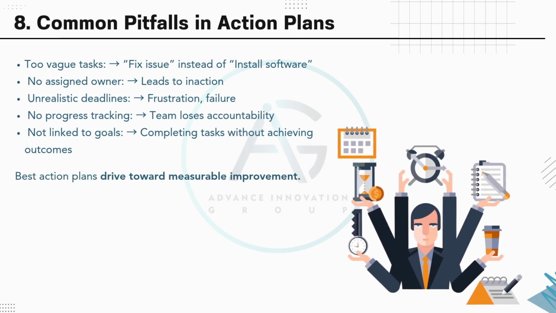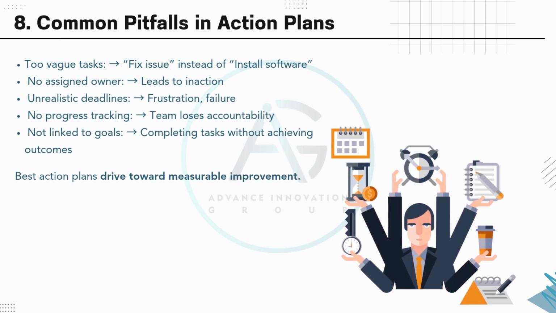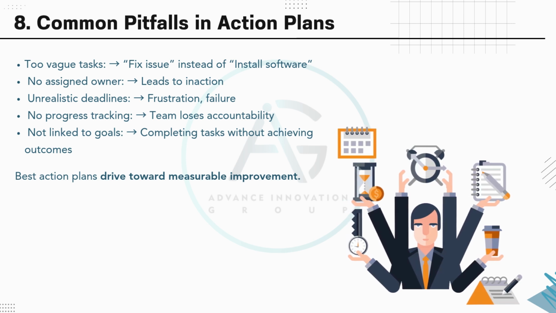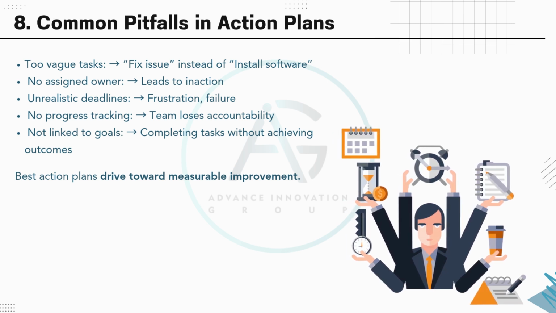Even well-intended plans fail when they fall into these traps. Vague tasks like fix issue instead of something specific, no owner assigned, deadlines that aren't realistic, no tracking system, and tasks that don't tie back to the overall goal. The best action plans stay focused on driving measurable improvement, not just checking boxes.